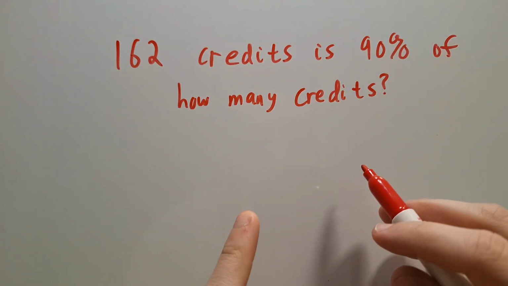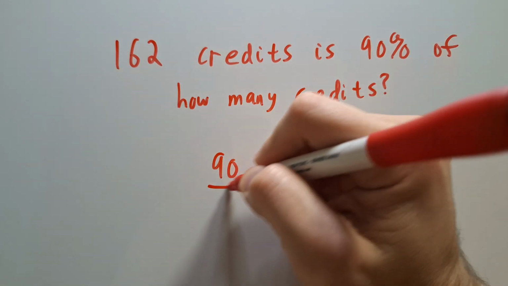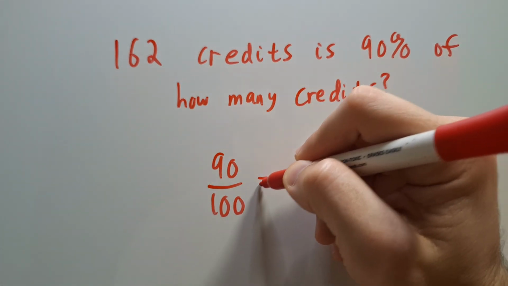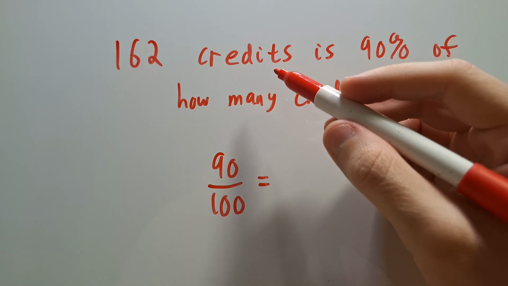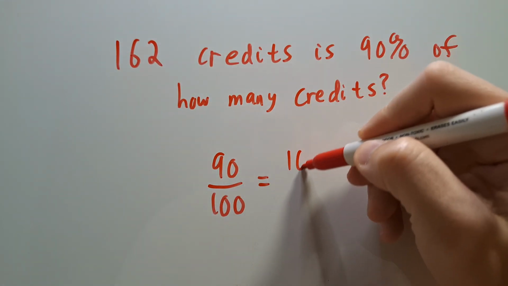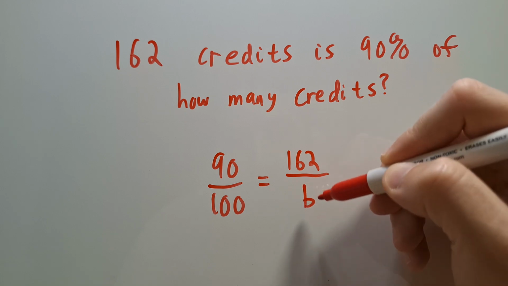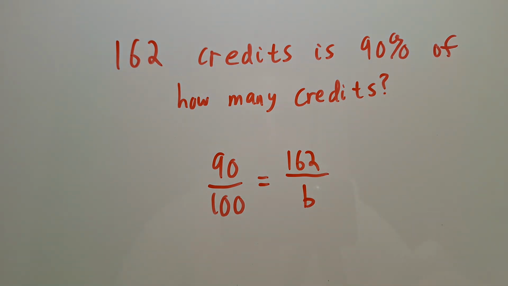First things first, identify what we have. We have our percent. And what's different here is that we have the amount. We don't have the base number or the whole. So we'll go ahead and solve that. I'll call it B for base.